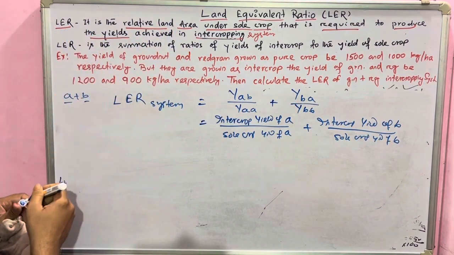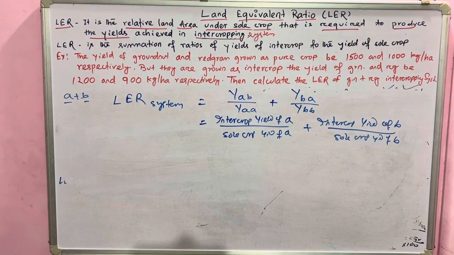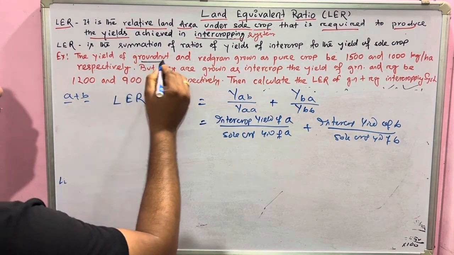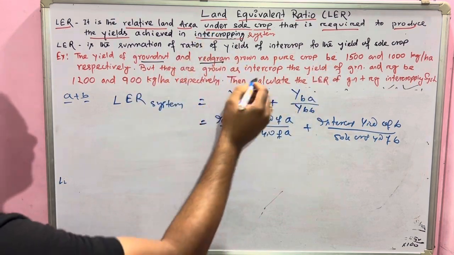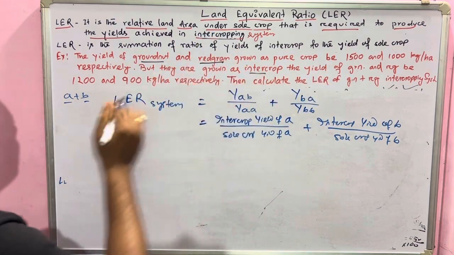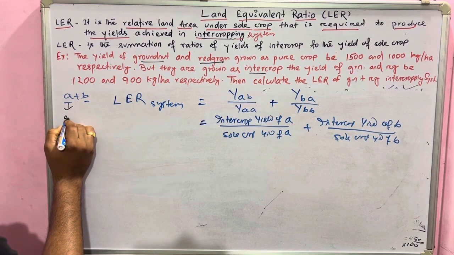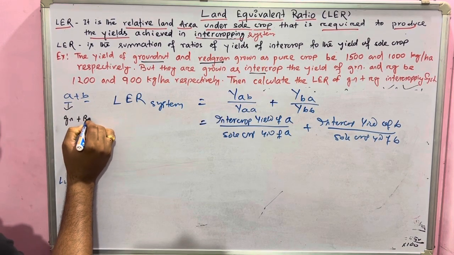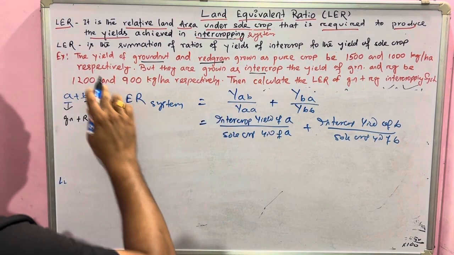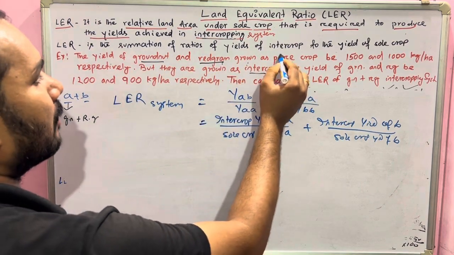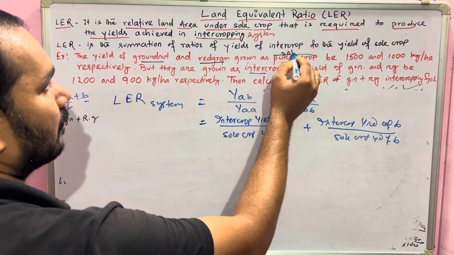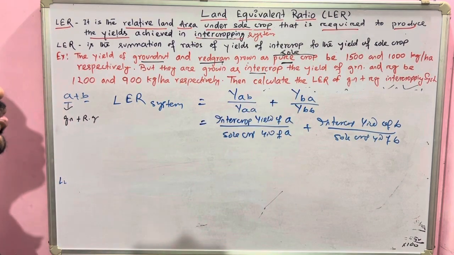The yield. So let's study the question. My question is the yield of groundnut and red gram. That means there are two types. There is an intercropping system, groundnut plus red gram. The yield of groundnut and red gram grown as pure crop. Pure crop means your sole crop. Pure crop is equivalent to sole crop.